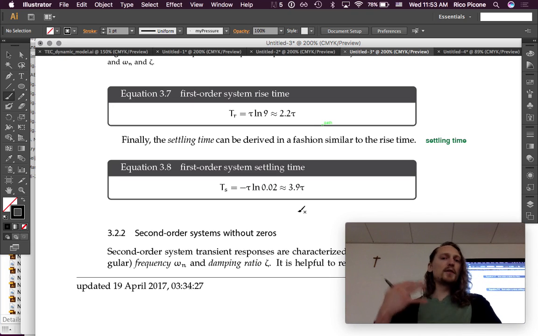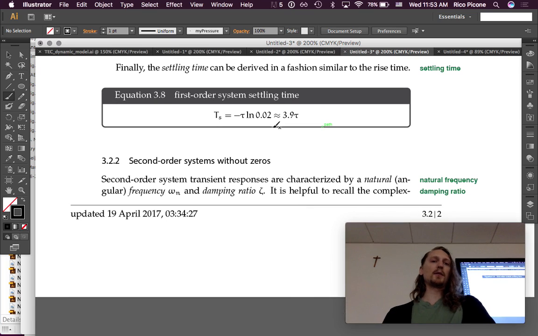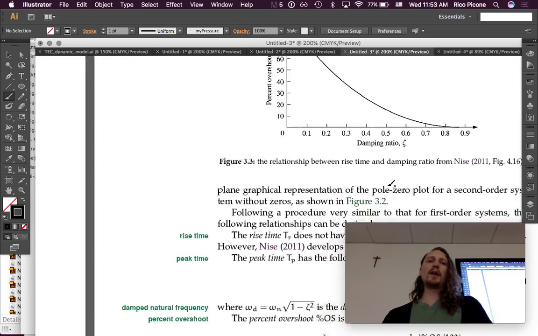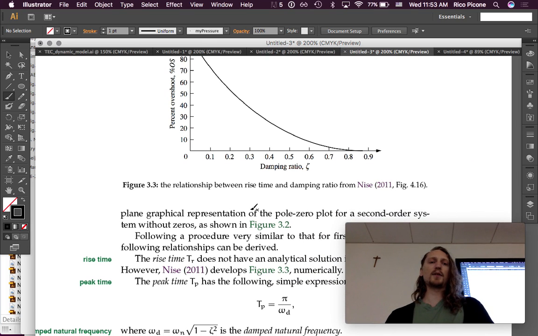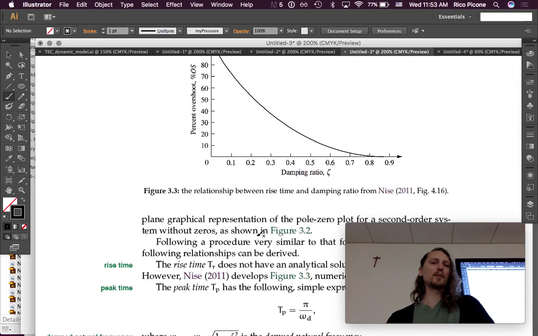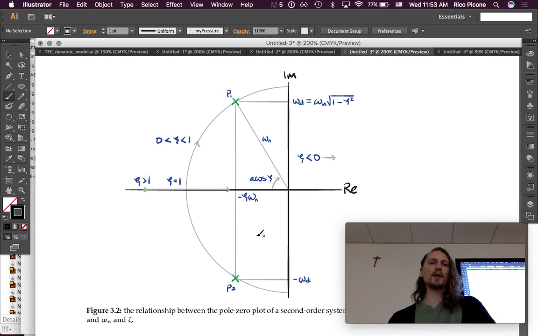But even more useful than first order ones are second order ones. Second order system transient responses are characterized by a natural frequency omega n and damping ratio zeta. It is helpful to recall the complex plane graphical representation of the pole zero plot for a second order system without zeros, which is shown in figure 3.2, which is back over here, unfortunately.